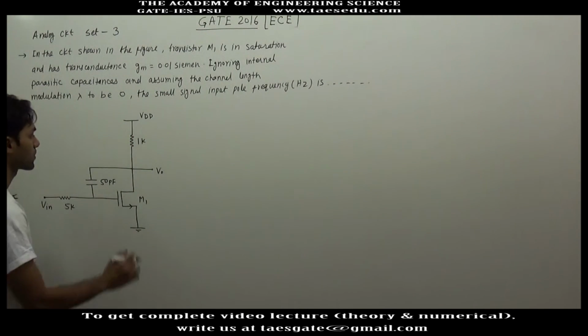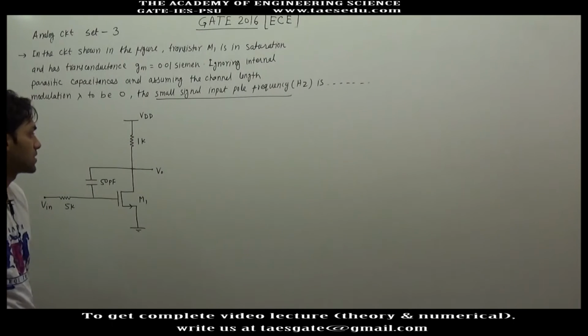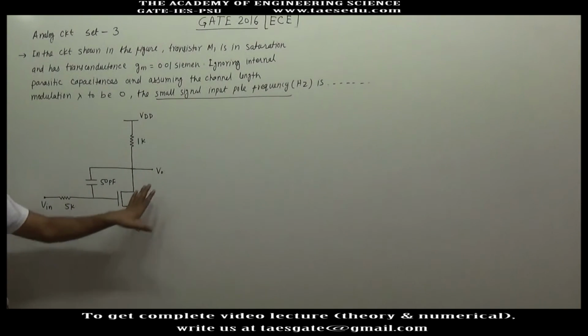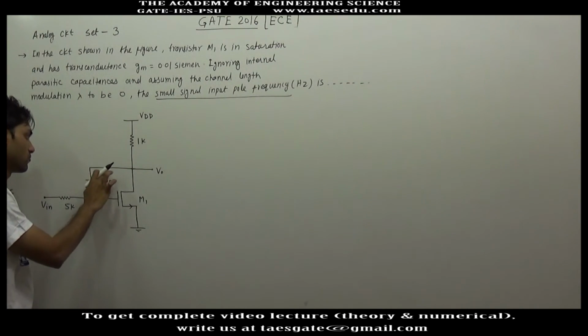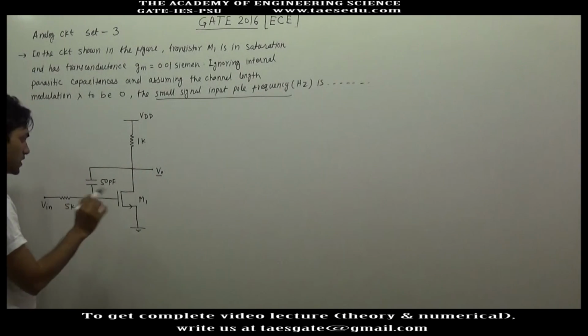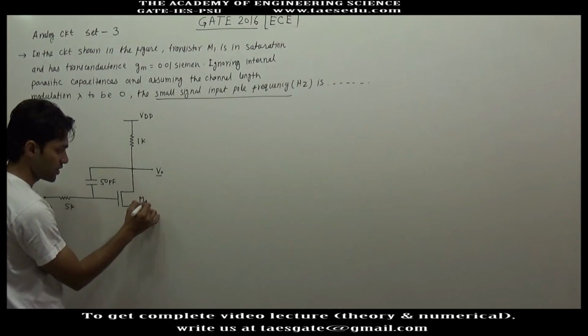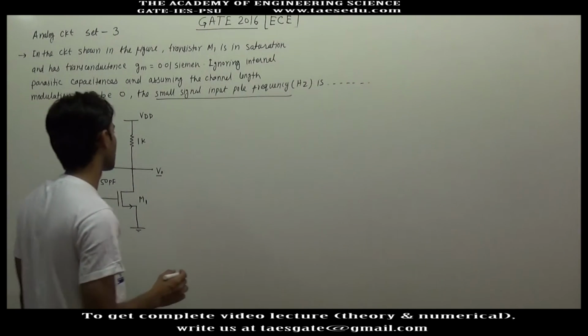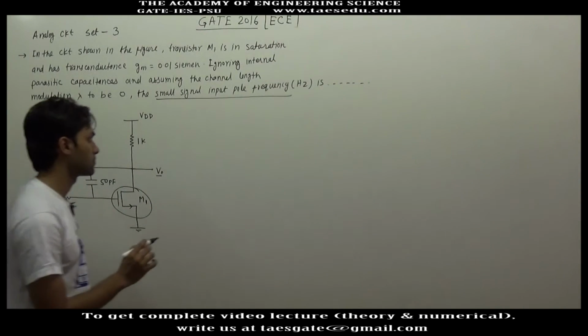In this question, we have to find out a small signal input pole frequency. It means we have to find out the transfer function V0 S divided by V input S, and in the transfer function we have to find out the pole of the system. So first we have to find out the voltage gain or the transfer function of this amplifier circuit. So first we will draw the AC model of this amplifier circuit. For AC model, we'll first draw the AC model of this transistor.